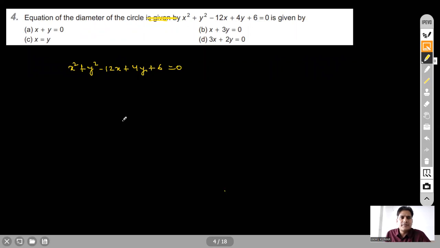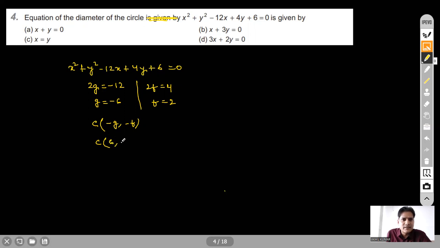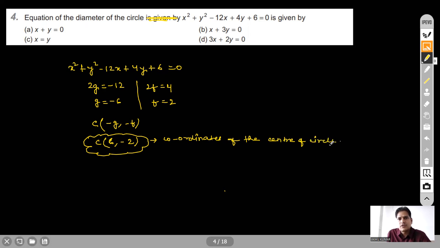So we can find the center of this circle, right? Comparing with our standard equation of circle, we get 2g is equals to minus 12. So g is equals to minus 6. And 2f is 4 here. So f is equals to 2. So what is the center of this circle? The coordinates of center of this circle is minus g comma minus f, right? So the coordinates of center of this circle is 6 comma minus 2. So this is the coordinates of the center of the circle.